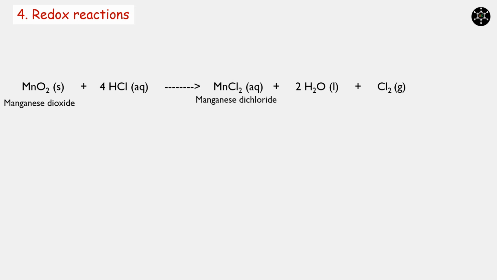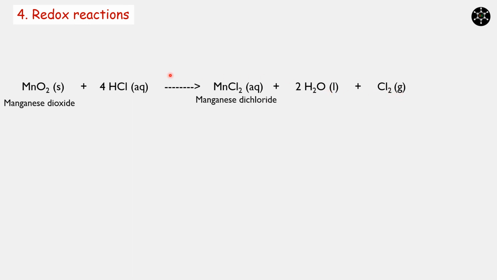Last example under redox reaction. MnO2 is an insoluble salt in water. That is the reason MnO2 is taken in solid form. MnO2 solid, that is manganese dioxide solid, when treated with HCl aqueous, that is hydrogen chloride solution in water, gives MnCl2 aqueous, that is manganese dichloride solution in water, plus water liquid and chlorine gas as products.